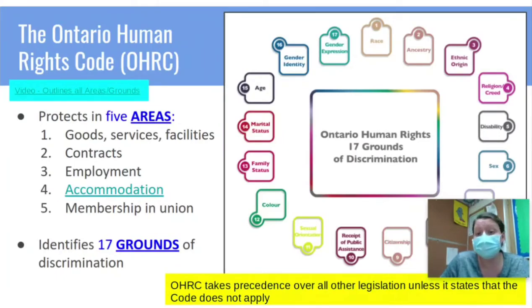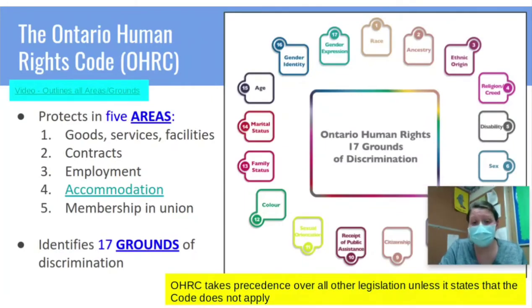And number 5 is membership in unions. So a union, the teachers union for example, couldn't say that anybody under the age of 25 can't be in our union. You can't be discriminated against or treated differently because of any of these grounds. So the 5 areas are the types of business and the types of things that you're protected in, and the 17 grounds are the areas that you can't be discriminated against for.